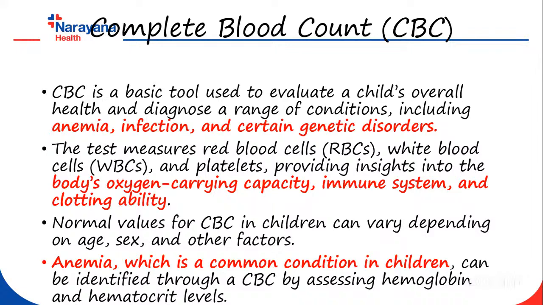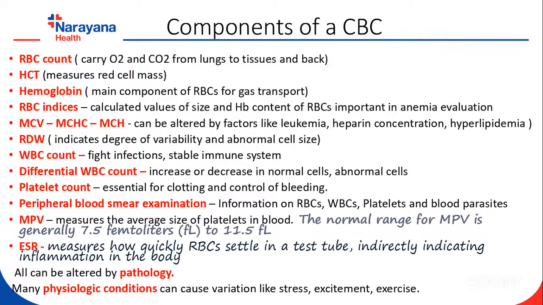CBC by assessing hemoglobin and hematocrit levels. Now, these are the main components of the CBC. These are the various parameters that are there. The RBC count and hematocrit measure the red cell mass that carry the oxygen and carbon dioxide from lungs to tissues and back. The hemoglobin, which is the main component of the RBCs for gas transport.